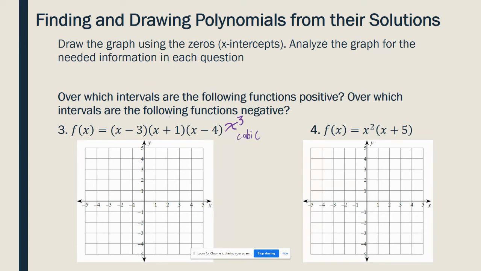Since there's no negative out front, the leading coefficient is positive, so I know my function is going to look something like this. Since it's positive, it ends up on the right. Since it's an odd degree function, it starts down on the left.